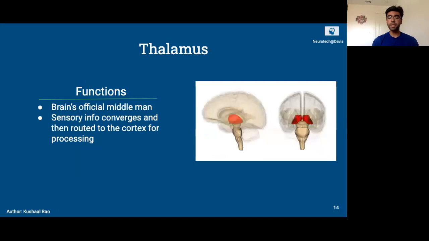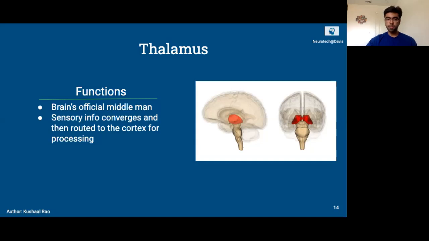So a big factor in this area of the brain is called the thalamus. And the thalamus quite literally sits dead in the center of the brain, and it's the brain's official middleman. So any sort of sensory information that you are getting, whether it be from your eyes or your ears or any sort of smell, it first enters through those pathways and goes to the thalamus. It makes a pit stop at the thalamus essentially, and then gets routed to the appropriate areas of where it's supposed to get processed in the brain.